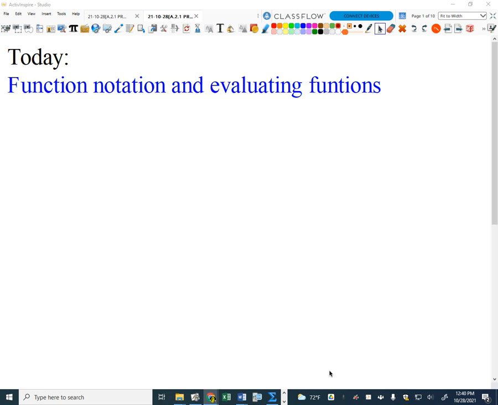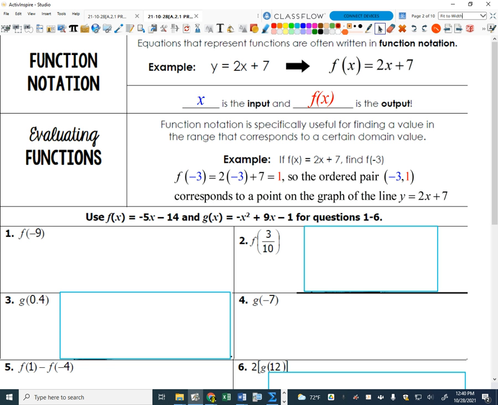We're going to talk about evaluating functions. This is going to go quickly because it's stuff we've already kind of done a little bit without really calling it that. It's stuff that we've already done. So some notes. This is page 2 of your notes.